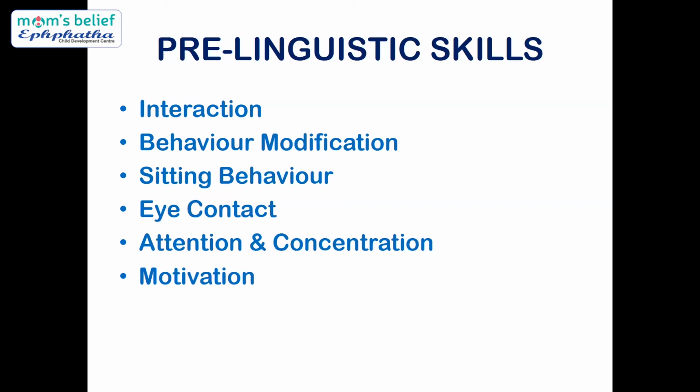So attention and concentration means we give them an activity for a particular time and we see that the child finishes that activity. Then we rate the child saying that attention and concentration is good. The child is able to perform the activity for 2 to 3 minutes. Oh, sorry, 2 to 3 minutes is okay, but 10 to 15 minutes.